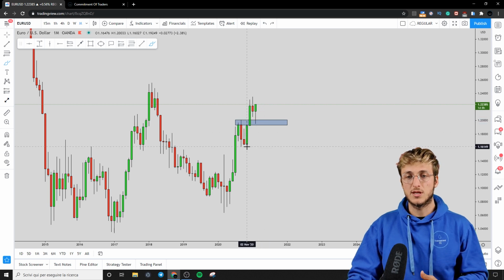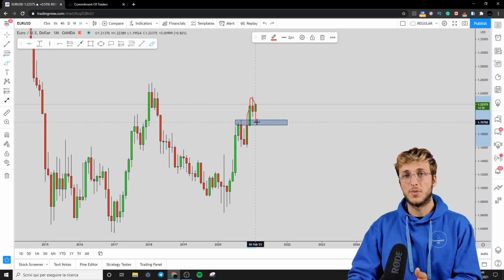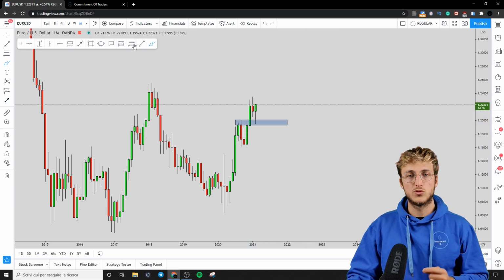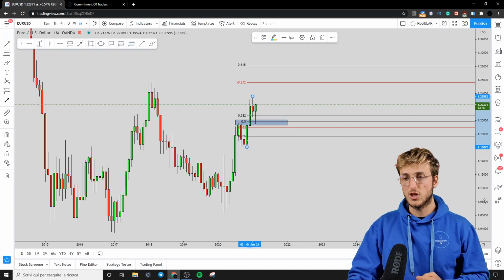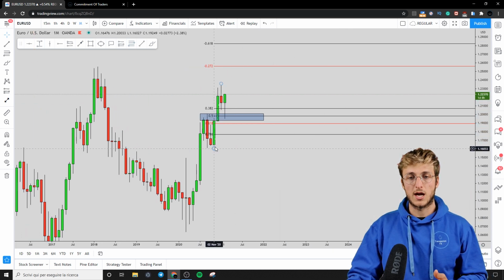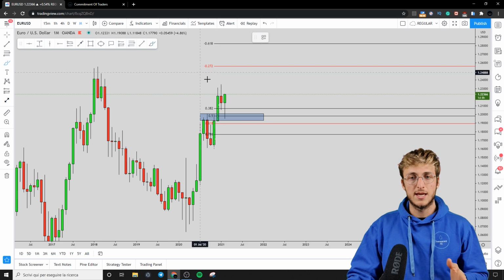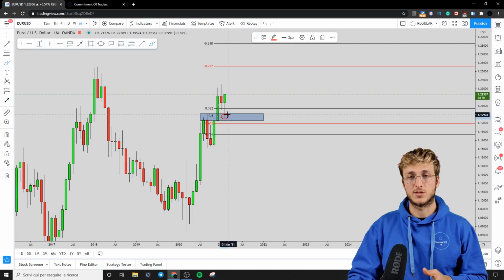Now, generally speaking, after an impulse, if you want to measure the correction, what you have to do is take your Fibonacci from the low to the high of the impulse. And if we take our Fibonacci from the low to the high of this impulse, what we can see is that we had a perfect 50% retracement.